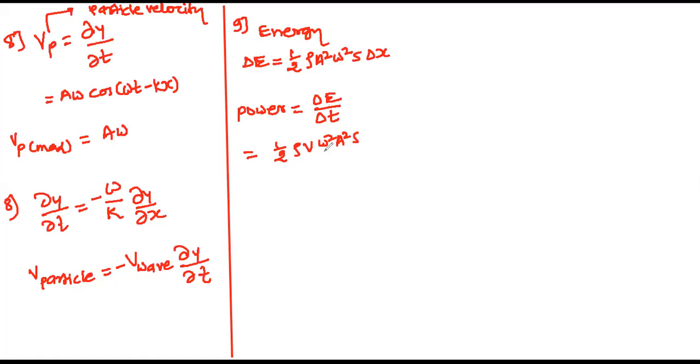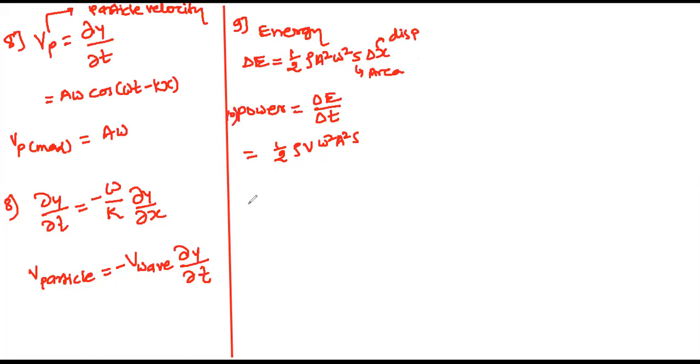This ΔX by ΔT is what? This is velocity. You can see here, ρ is density, A is amplitude, ω is angular frequency, S is the area of cross section here, not distance. ΔX is distance or displacement, and S is area. So this is the 10th formula, that is for power.